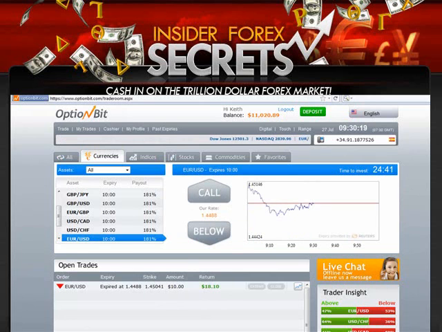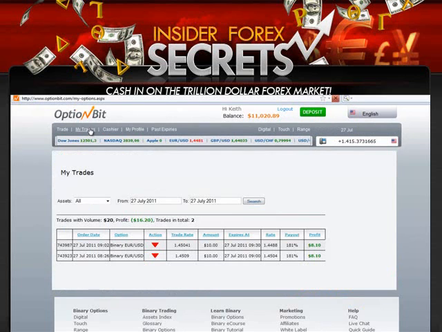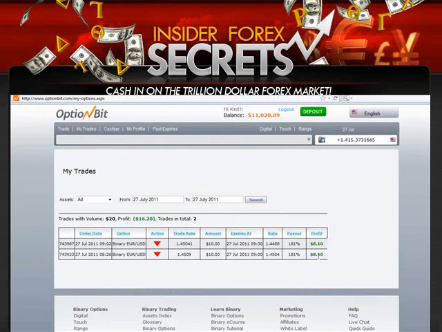Okay, we're back. It's 9:30. The trade did come in, so I've got a return of $18.10. That's a profit of $8.10. As you can see, my balance has gone up from $11,014 to $11,020. And if I just log in here, you can see that's another successful trade.